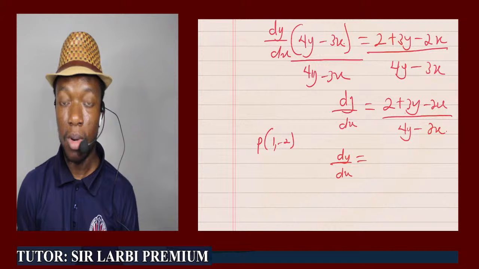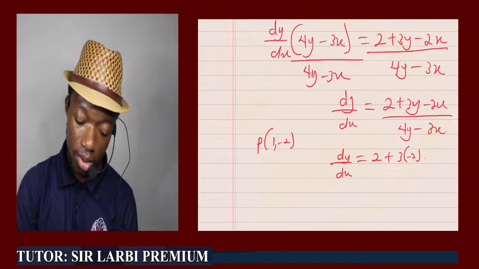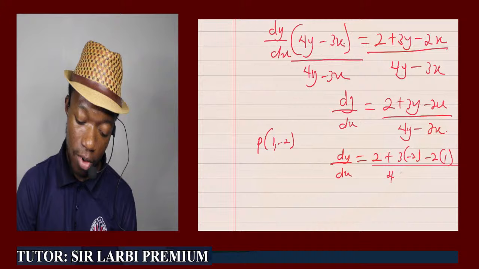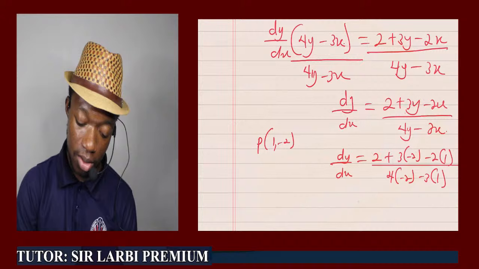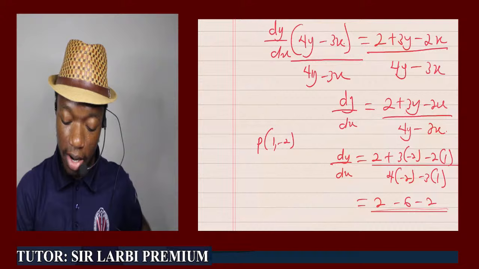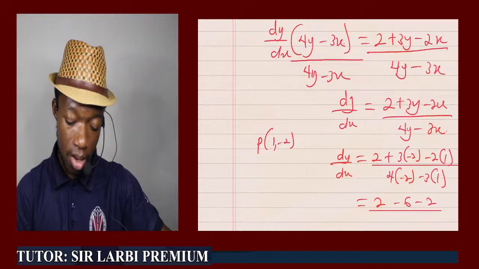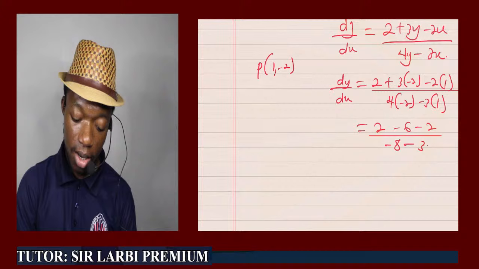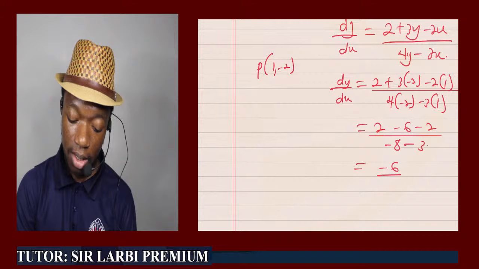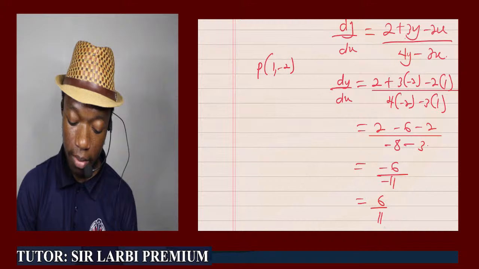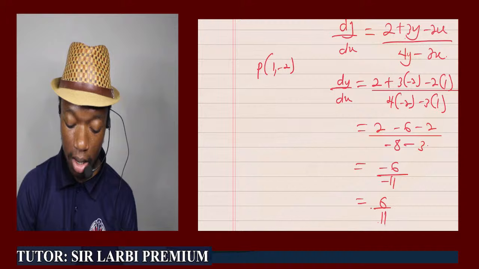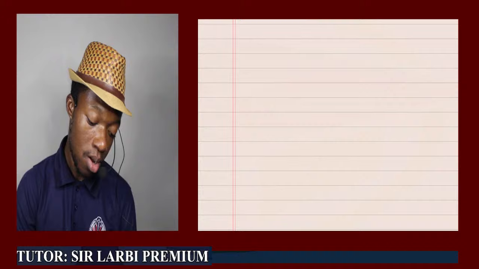So we have 2 plus 3 into bracket negative 2 minus 2 times 1, all divided by 4 times negative 2 minus 3 times positive 1. So here we have 2, negative 6, negative 2, divided by negative 8, negative 3. So we have negative 8, so 2 will cancel 2. So we have negative 6 divided by negative 11. So we are getting 6 over 11 generally. So this becomes the value of dy over dx where the point 1 and negative 2 is given. So you are good to go in that line. Okay. Now, question number 19.